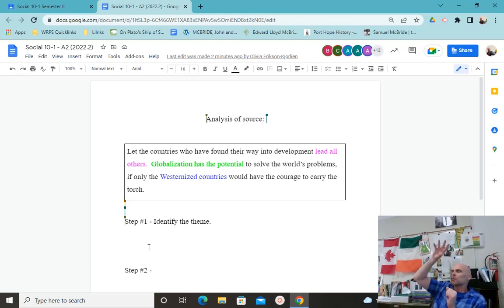So the source provides a window into the theme of globalization, more specifically through the inclusion of the term solve the world's problems. Through the use of solve the world's problems, it is explicitly celebrating globalization. So, the source provides a window into the theme of globalization, more specifically through the use of to solve the world's problems. It explicitly celebrates globalization.